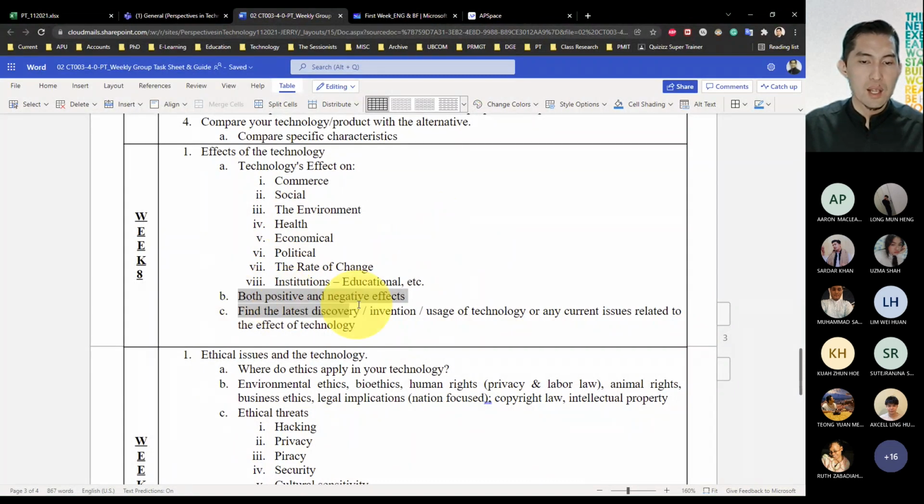Both, you must then, after that, of course, you must also cover both positive and negative effects. Yeah, you must look into both areas. So I've had a question from a student before: if your group has chosen the environment to look at your technology's effect on the environment, do you have to cover both positive and negative? The answer is yes.